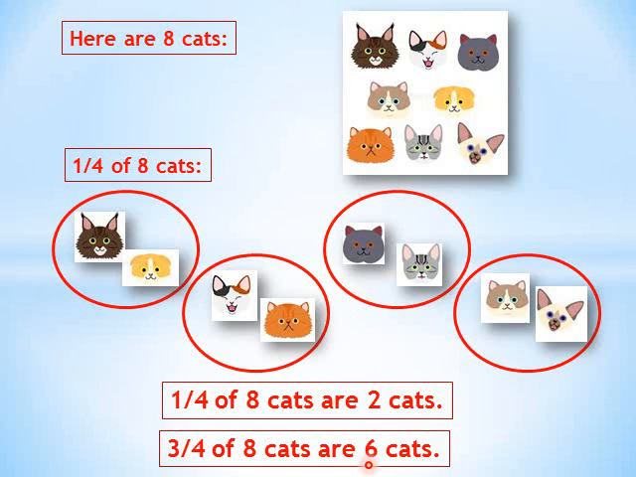Exactly. It means I took 3 of these quarters. Each group is a quarter. I will take 3 of these groups. So that gives me 6 cats.